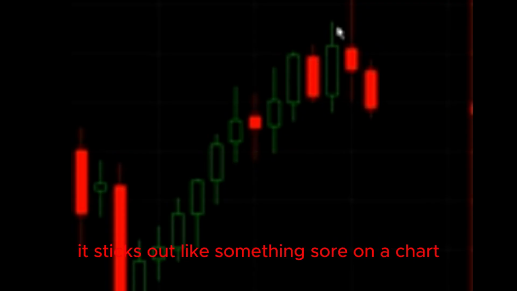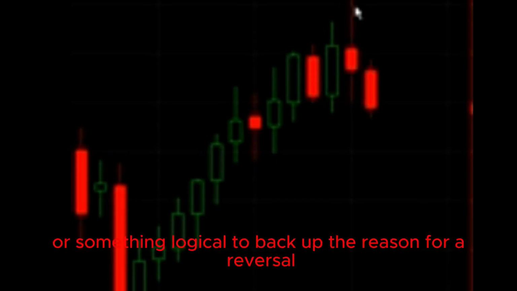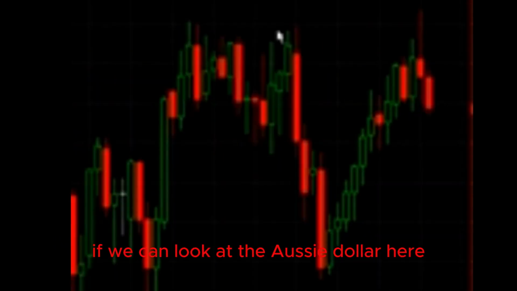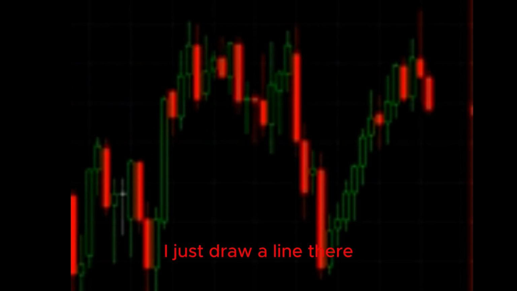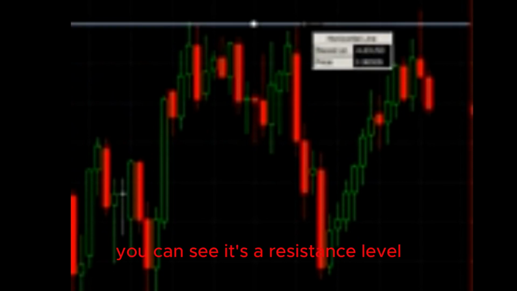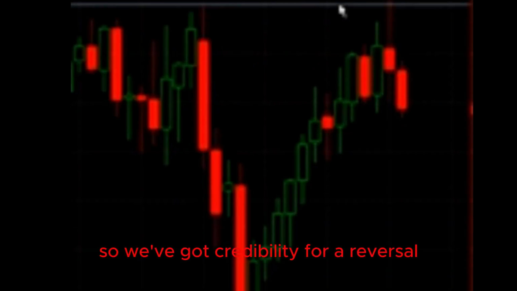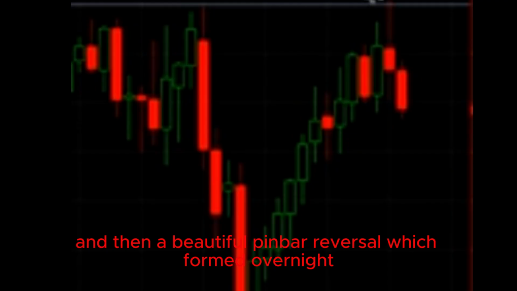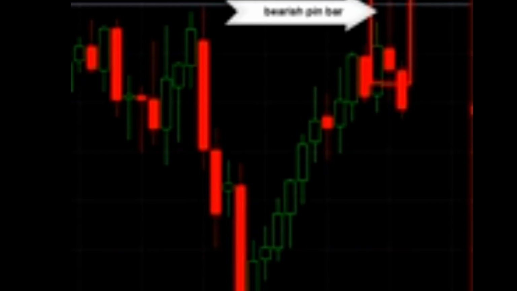Okay, it sticks out like a sore thumb on a chart, and I prefer to wait for a resistance level or something logical to back up the reason for a reversal. If we look at the Aussie dollar here, it's very easy to see the 96.50 level. I'll just draw a line there. You can see it's a resistance level, so we've got credibility for a reversal, and then a beautiful pin bar reversal which formed overnight. And my strategy is to sell on close.